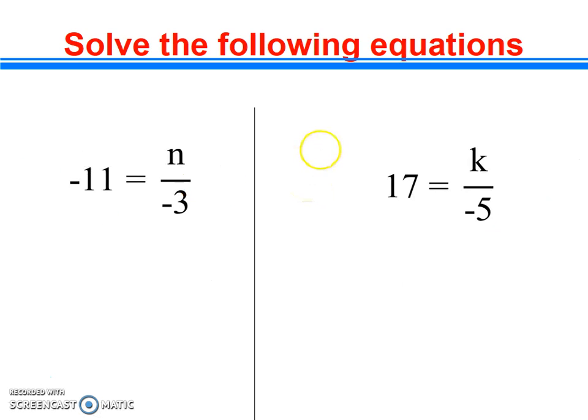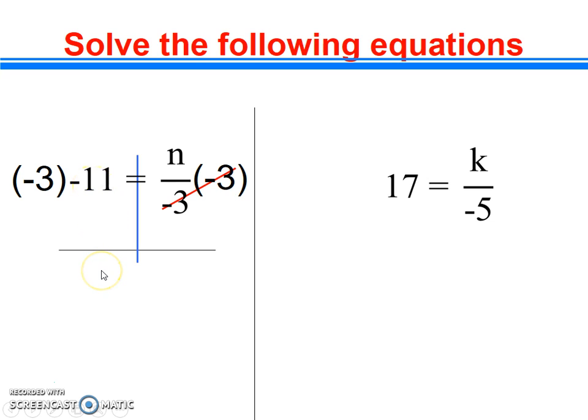Okay, 2 more here. So negative 11 is equal to n divided by negative 3. Okay, so after we draw our line down the middle, what inverse operation do we have to do to get n by itself? All right, hopefully you said you're going to multiply both sides by negative 3. And so when I do that, it's going to cancel on the right here. And I'm left with negative 3 times negative 11, which is equal to positive 33. And 33 is equal to n.